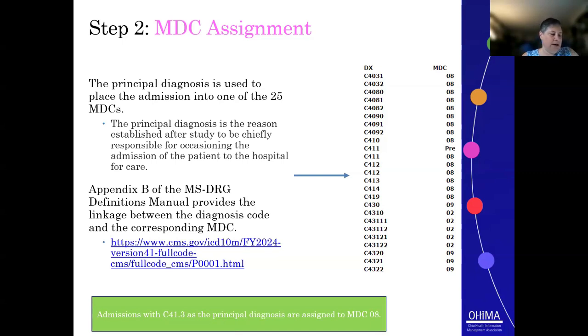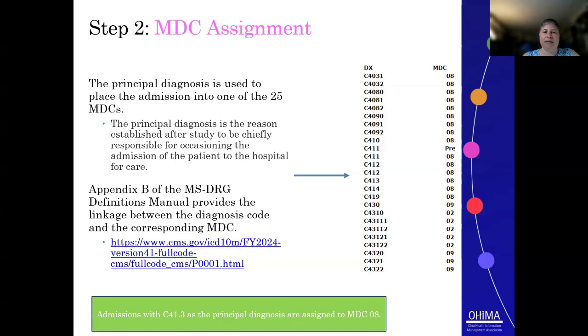Let's take a look here at code C41.3, malignant neoplasm of the ribs, okay? Sternum and clavicle. It is mapped to MDC 8, diseases and disorders of the musculoskeletal system and connective tissue. Okay? So we may say, well, how do we know where each of the diagnosis codes that's included in the ICD-10-CM codebook are assigned, which MDC are they assigned to, and can they be assigned to multiple?